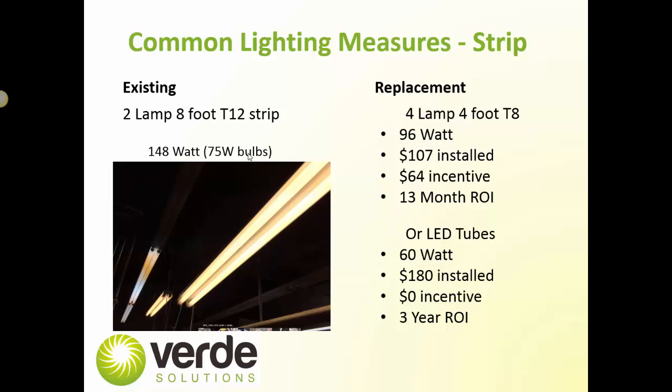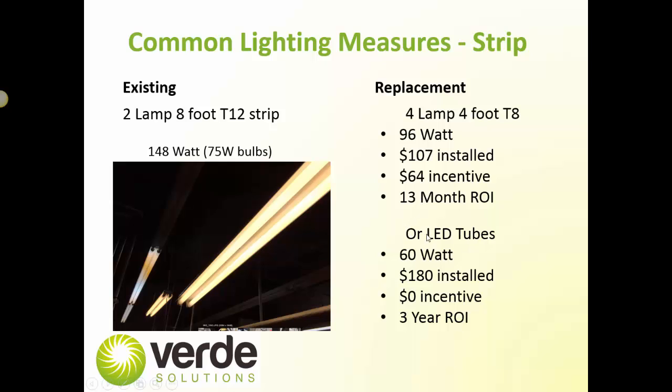It's important to get a picture, and we'll talk about this, of the stamp, because then we'll know exactly what the wattage of the bulbs are, because these can be 60 watts, 75 watts, or even 110 watts, and so there's a difference in payback there, obviously. So what you do to replace this is you'd use 4 lamp, 4-foot T8 bulbs, which use 96 watts, be about $107 installed, $64 incentive, and you get a 13-month ROI.